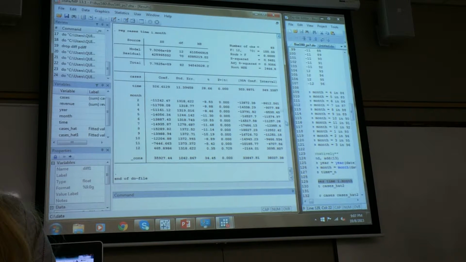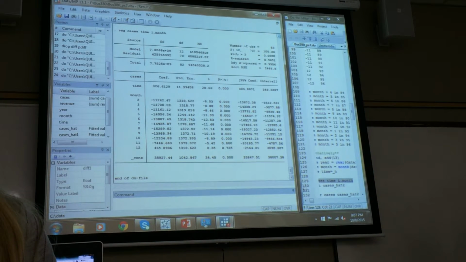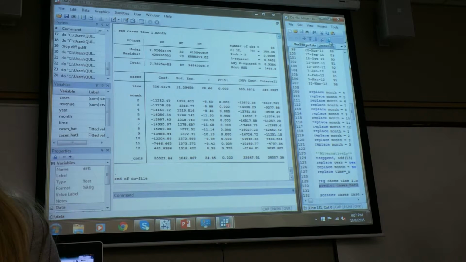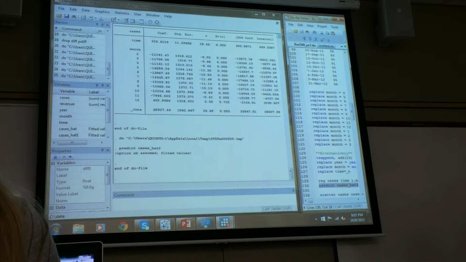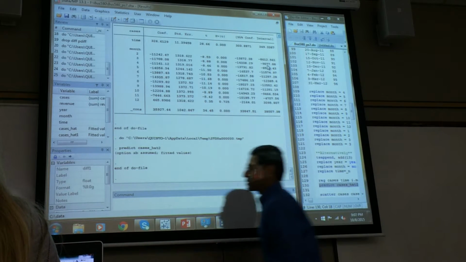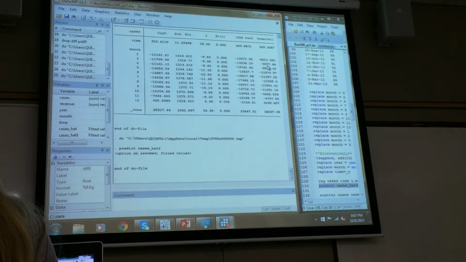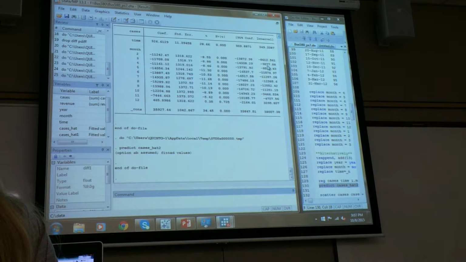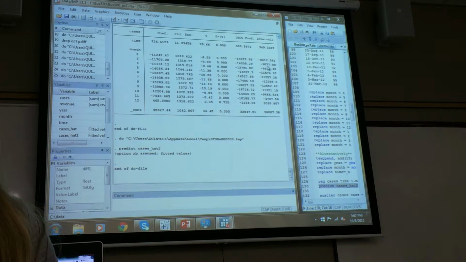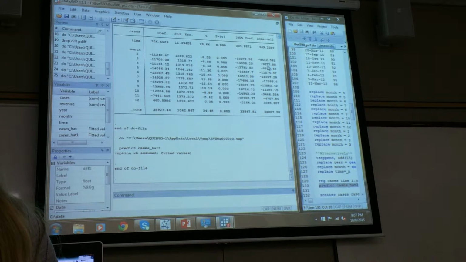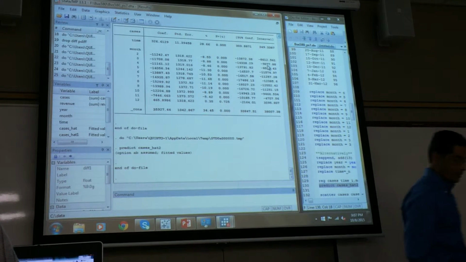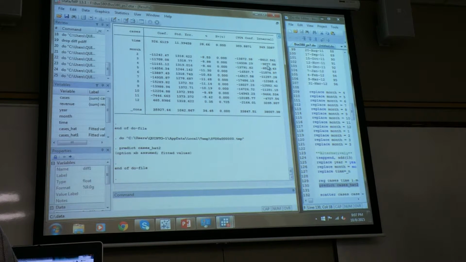So I'm going to predict it, and as I anticipated, I'm going to call it hat 2. Why do I call them hat? Because usually when we talk about predicted values, we denote it with a hat. So actual is cases, predicted is cases with a hat. Or I like to wear hats. I actually don't wear hats.